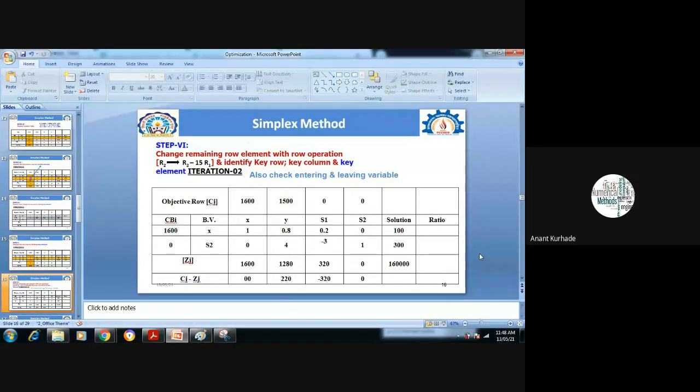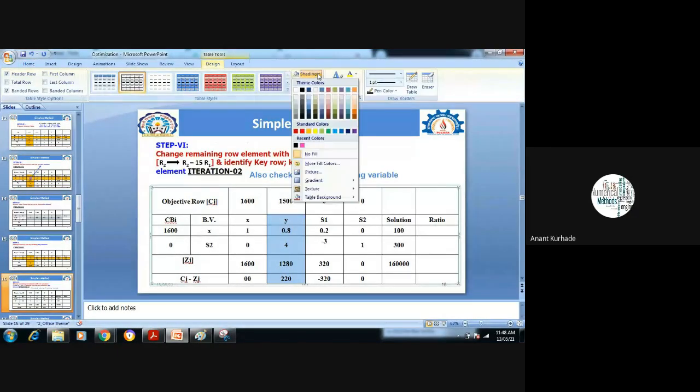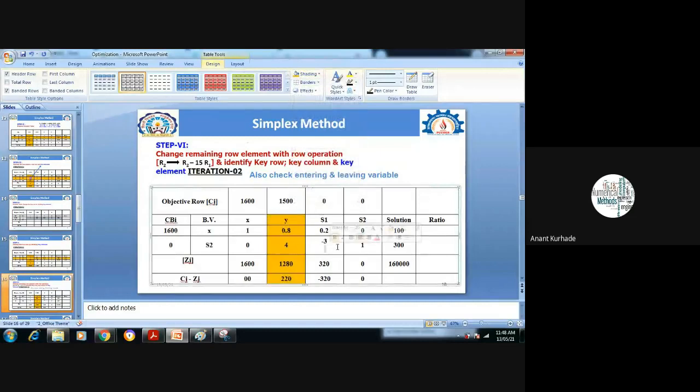Is 0 the maximum, is 220 the maximum, or is minus 320 the maximum? Which one is maximum? 220. So assign this as the key column. Now you have to find the key row.